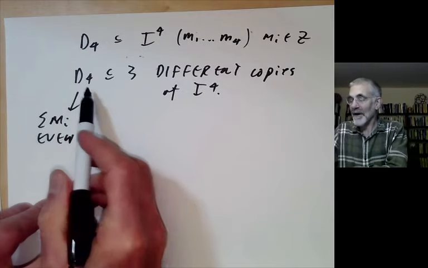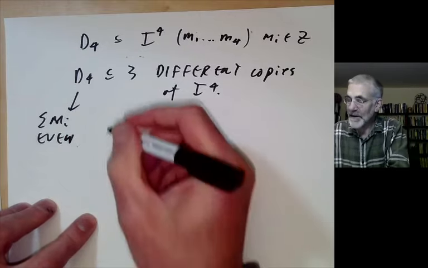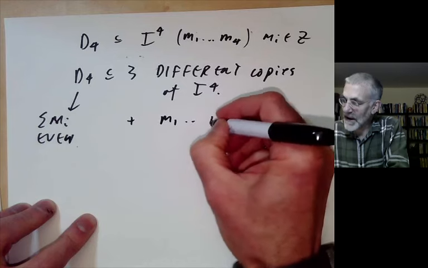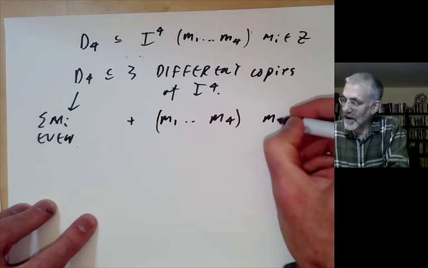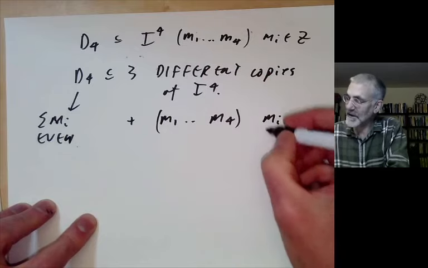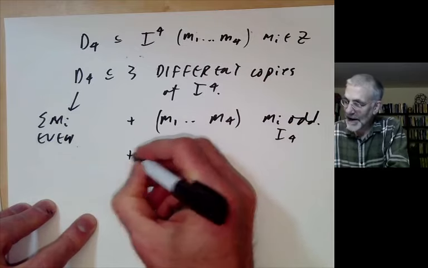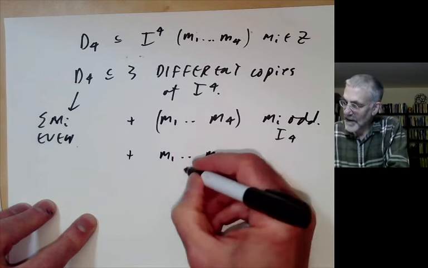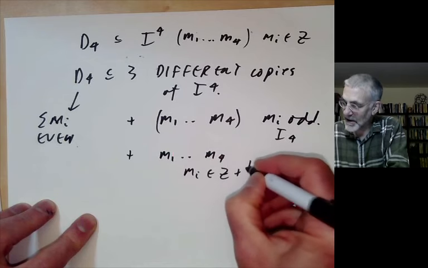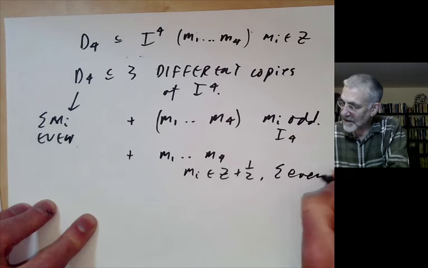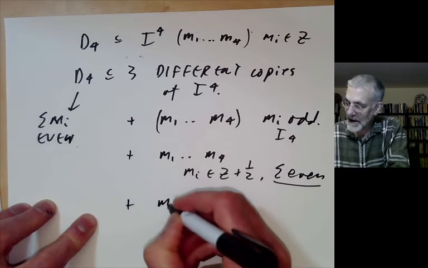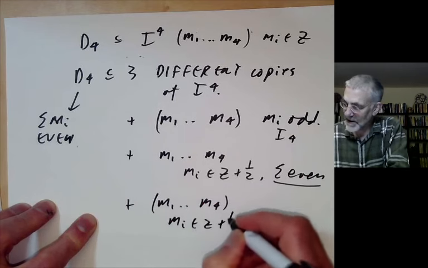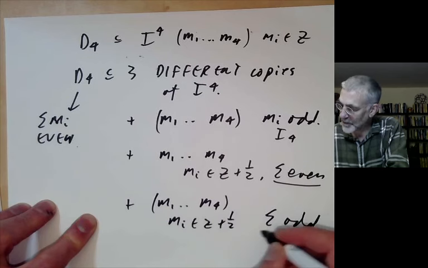And we can extend D4 in three different ways. We can either add the points (m1, ..., m4) with mi odd, and this just gives us the lattice I4. Or we can add the points (m1, ..., m4) with mi in Z plus half and the sum even. Or we can add the points with mi in Z plus half and the sum odd.